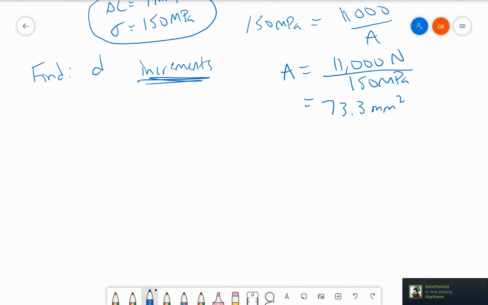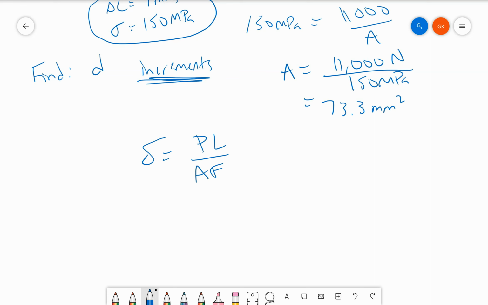Now let's try the elongation. With elongation, it's different. I'm not going to use the stress equation because I am given a specific elongation, not strain. I'm going to use my delta equals PL over AE equation. The PLEE equation, the FLEE equation, depending on who you talk to.